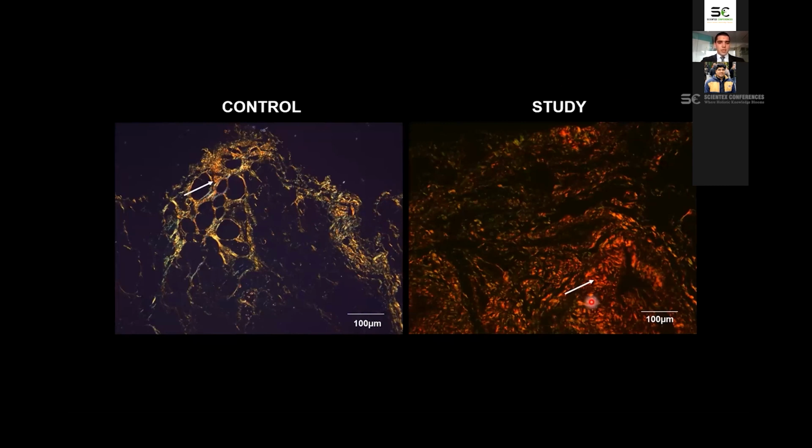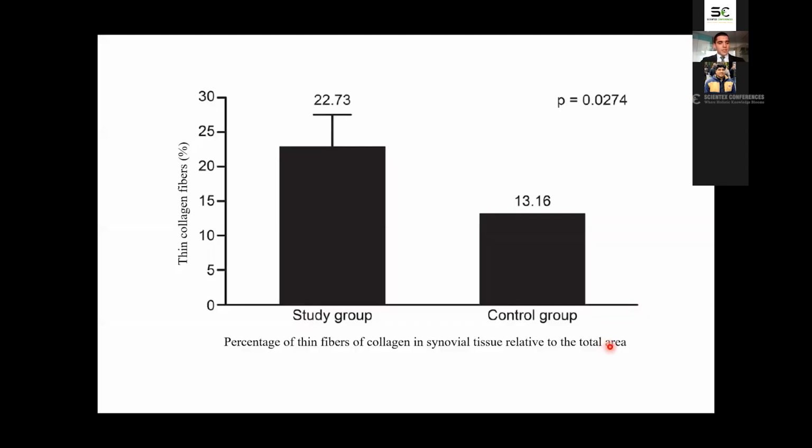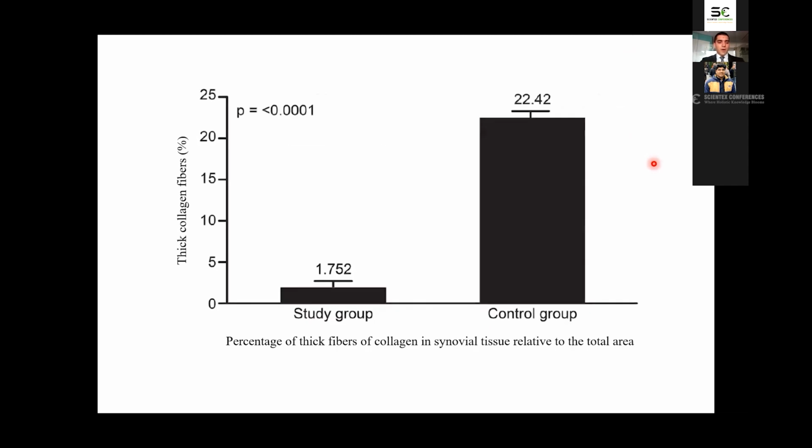Specimens of the study group, here in a wider view, showed a marked deposition of collagen fibers by an intense red-orange birefringence, indicating a fibrosis process in the vessels of the subsynovial tissue and the synovial membrane. Actually, statistical analysis of the synovial tissue specimens stained by picrosirius red also revealed a statistically significant difference between the study group and the control group in concentration per area of both thin collagen fibers and thick collagen fibers, showing a disarrangement of the synovial collagen.